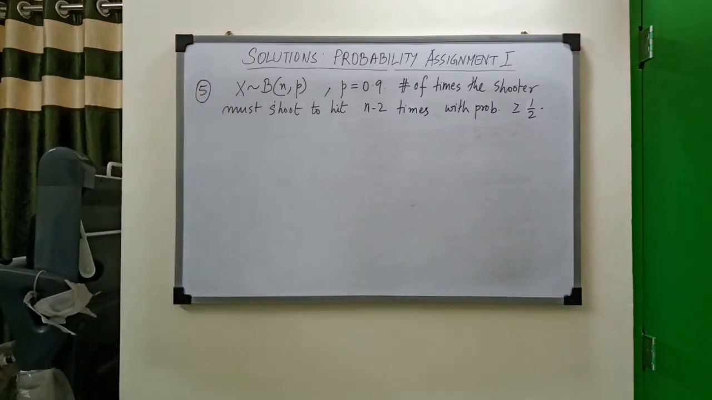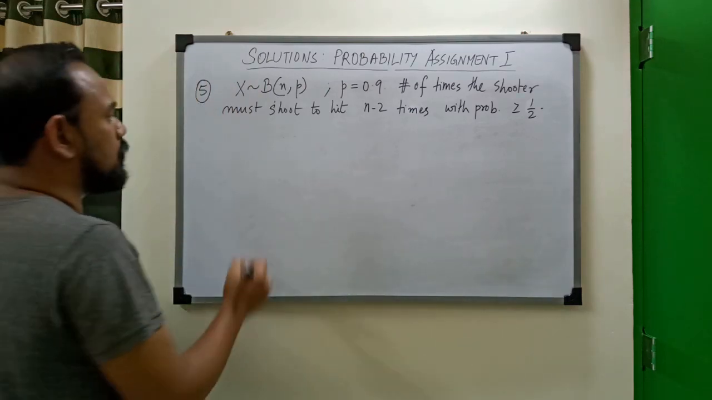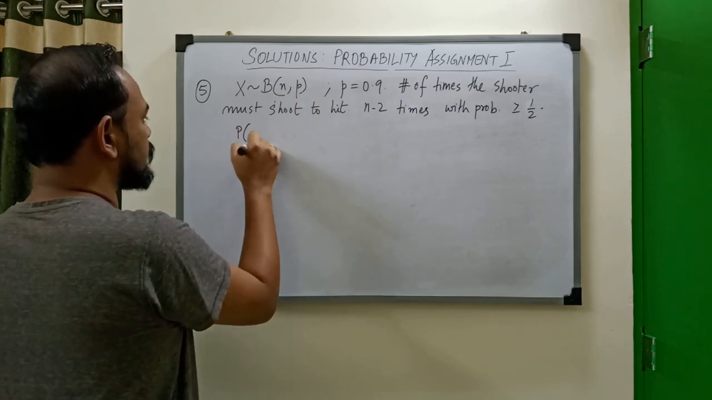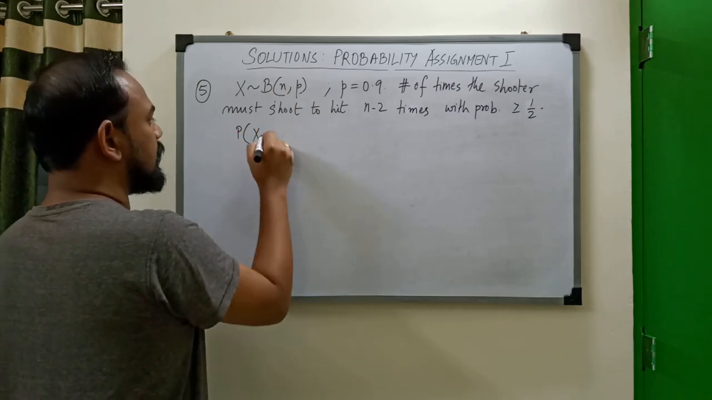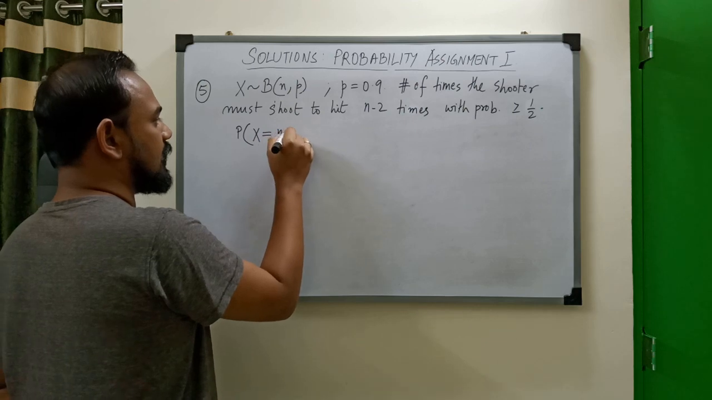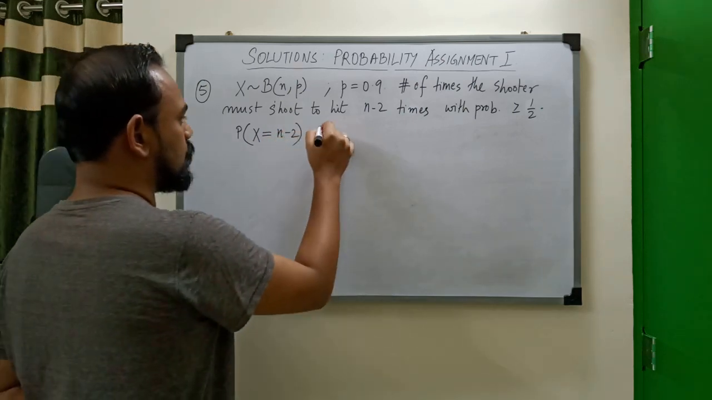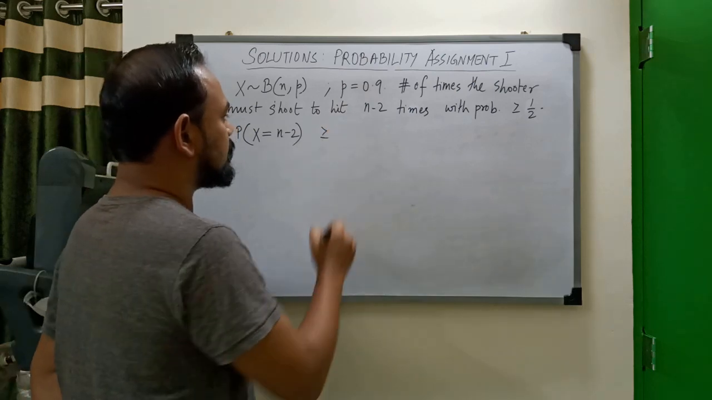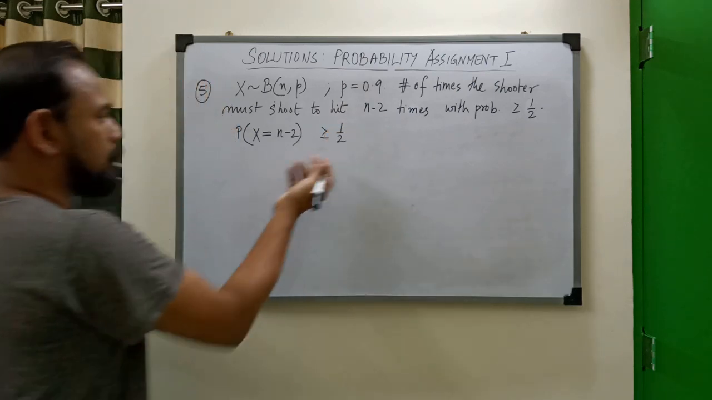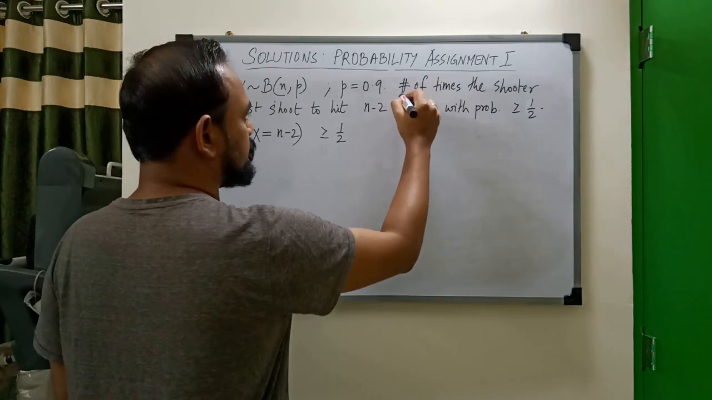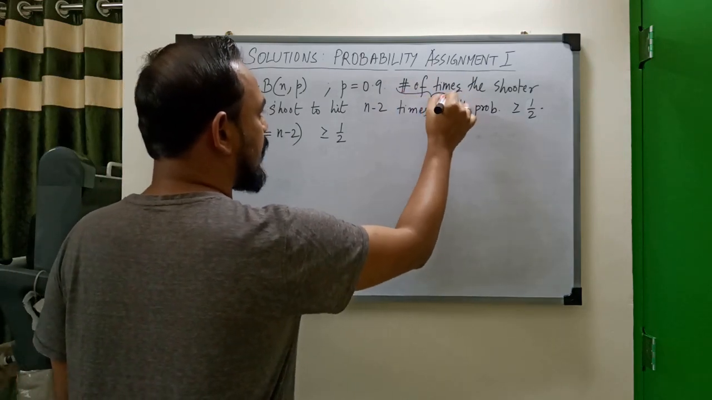Since that's a problem in binomial, I'm just going to write with n and p as the parameters. So this is just that the shooter hits the target n minus 2 times with a probability greater than or equal to half. That's the equation. I'm taking n to be that number of times. Number of times is n.